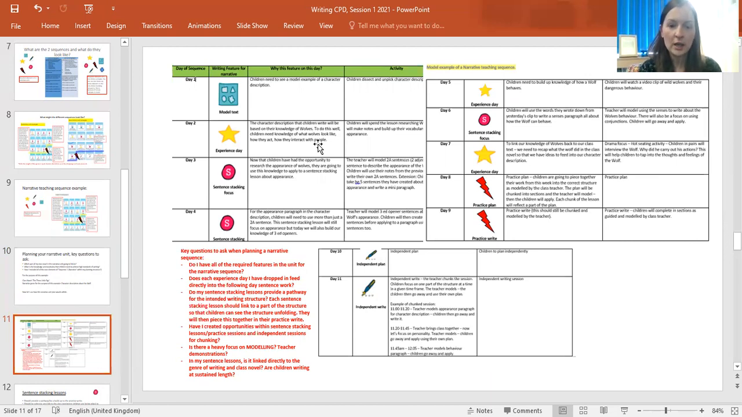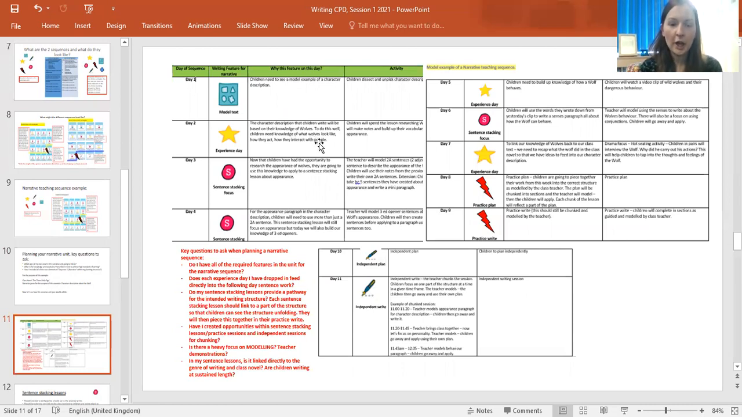So basically they're going to be writing a character description. On the first day they see a model text and I've said what the activity is going to be. I've also put that model text there, and I've put a rationale. Why have I dropped that experience day in there? Why have I dropped the sentence stacking day in there? Hopefully it will give you more guidance.